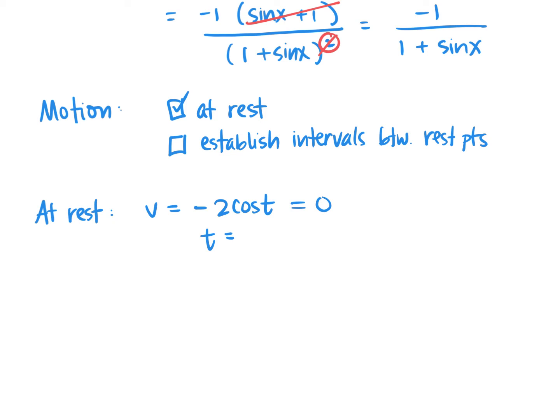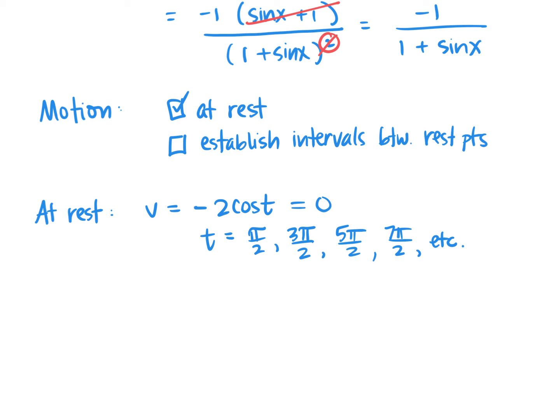Pi over 2. Okay, pi over 2 is the first time. When's the next time it'll be at rest? 3 pi over 2. And then 5 pi over 2. All odd multiples, 7 pi over 2, etc. All right, so finding out when it's not moving is helpful.